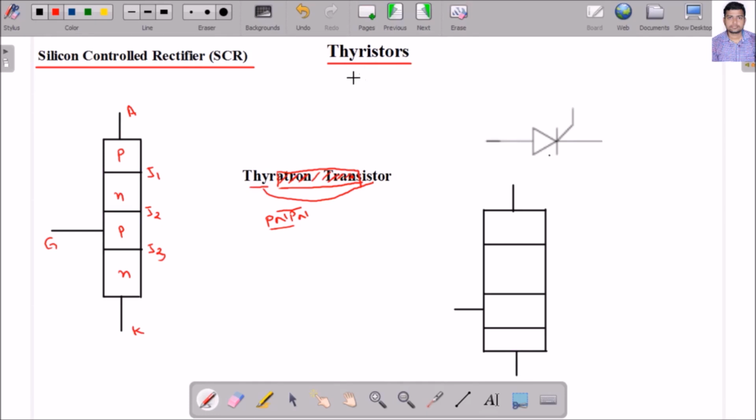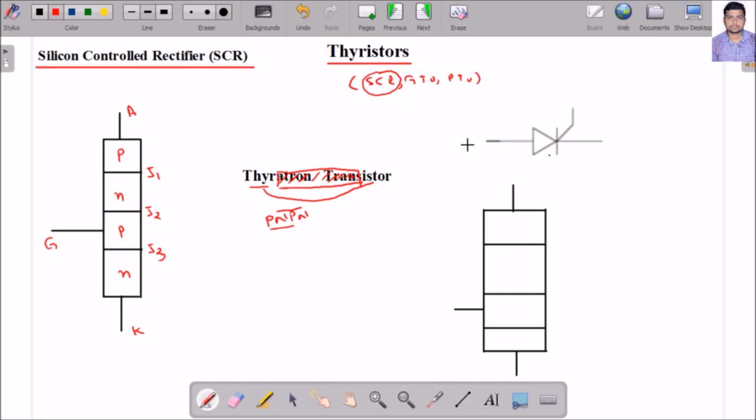In that family, different types of components are there, like SCR and GTO. But the oldest member of this thyristor family is known as the SCR. The use of the SCR is so vast that it is now synonymous with the thyristor. As the SCR is the most widely used device, the term thyristor is becoming more common than the actual term SCR.